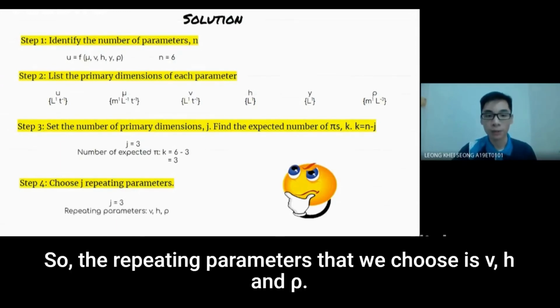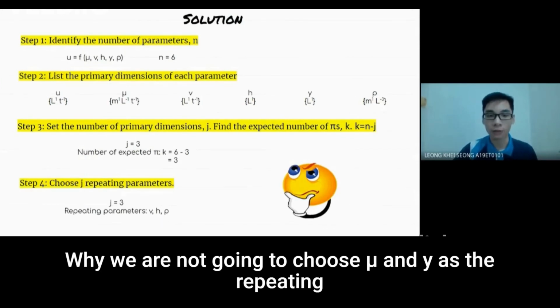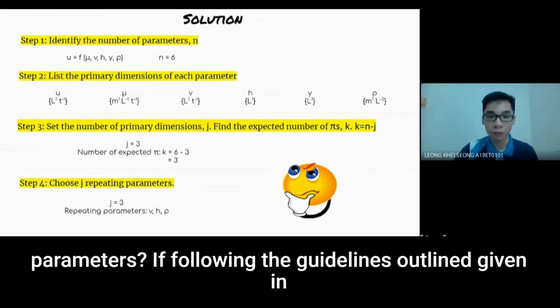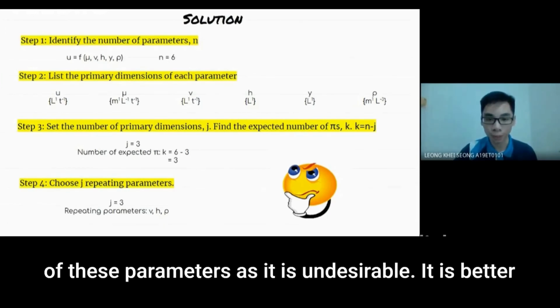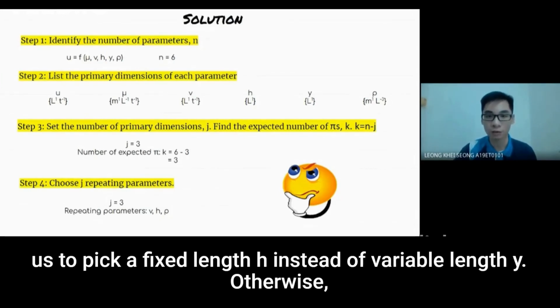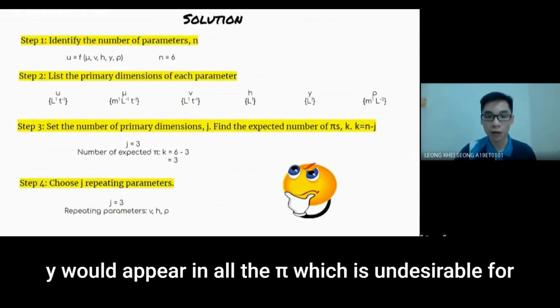So, the repeating parameters that we choose are V, h, and rho. And why are we not going to choose mu and y as the repeating parameters? If following the guidelines outlined in Table 7-3 in the textbook, we are not going to pick both of these parameters as it is undesirable. It's better for us to pick a fixed length h instead of a variable y. Otherwise, y would appear in all the pi's, which is undesirable for our solution.